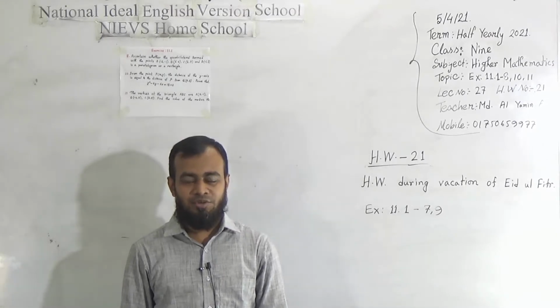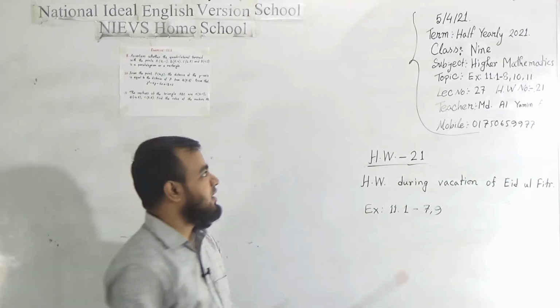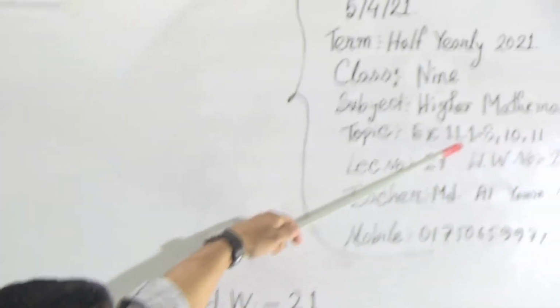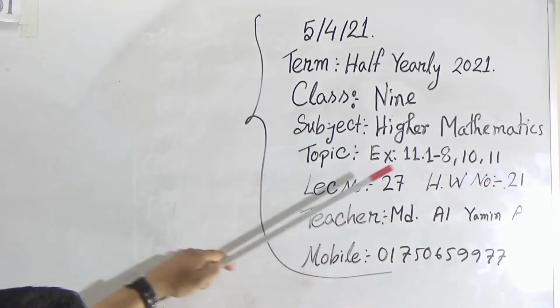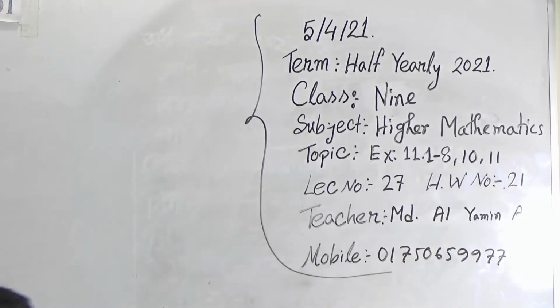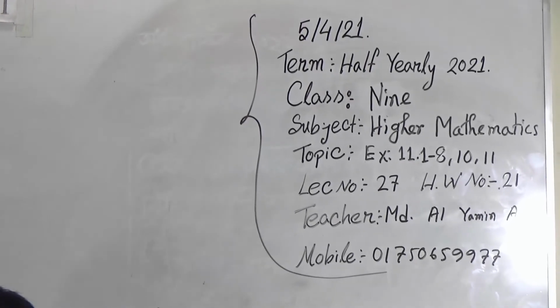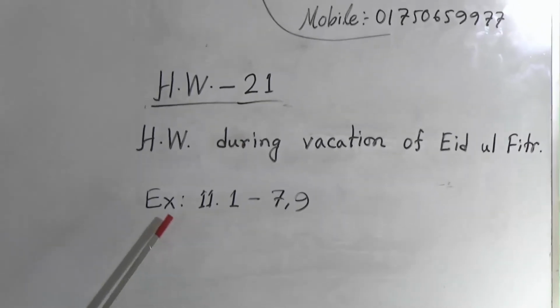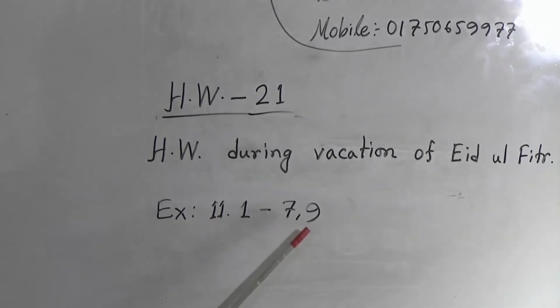Dear students, I am going to take a higher mathematics class for the students of class 9. Today, our topic is exercise 11.1, question number 8, 10 and 11. Your lecture number is 27, your HW number is 21. This is your HW during the vacation of Eid al-Fitr. Your HW is exercise 11.1, question number 7 and 9.